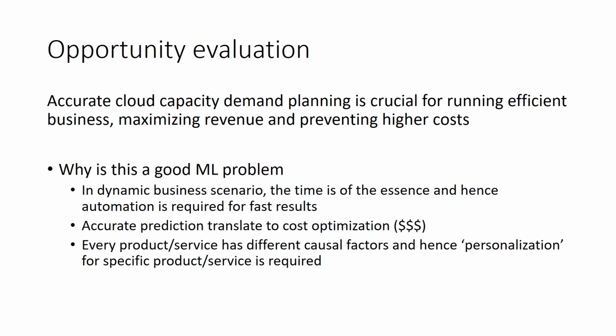The first point is, in a dynamic business scenario, time is of the essence, and hence automation is required for faster results. The second point is, accurate prediction translates to cost optimizations. That means money saved. The third point here is, every product or service has different causal factors, and hence personalization for a specific product or service is required. Based on these three factors, we can conclude that this is a good machine learning problem to solve.